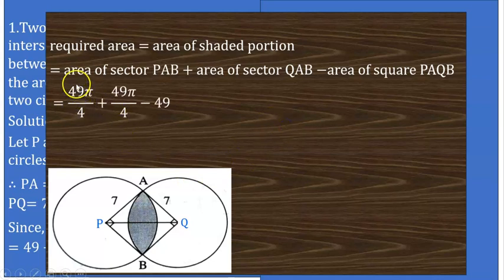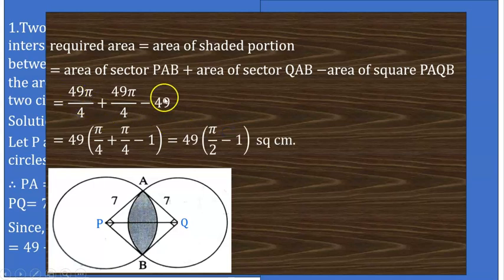Okay, now see this here. Area of the sector PAB is 49π/4, and the area of the sector QAB is 49π/4. And what about the area of the square PAQB? It's a square, therefore the area is side squared, which is 49, and hence their subtraction.